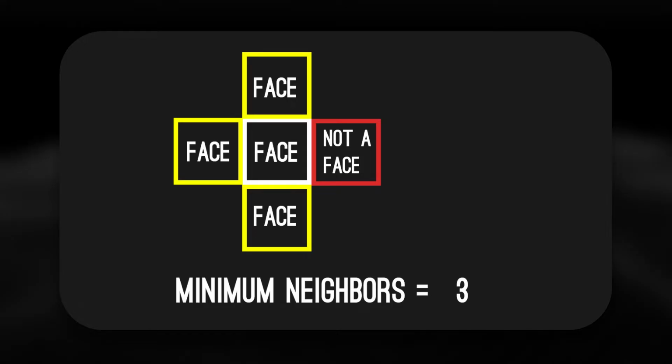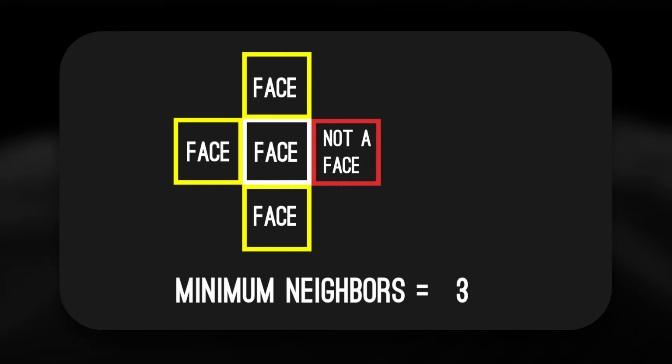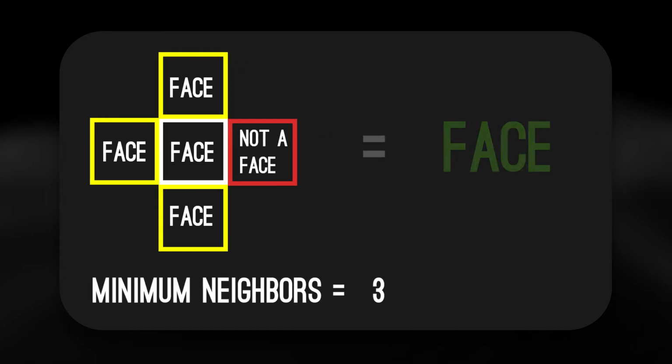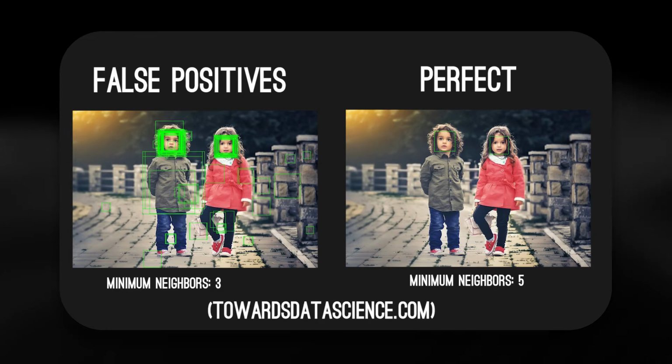So if we had a block that we thought was a face and we needed 3 neighbors around it to also be faces, then CV2 would check around them, and if 3 neighbors are also faces, then it retains its title as a face. And what you need to know is that the higher this number, the less false positives you're going to get, but if you make the number too high, you're also going to rule out the true positives. So you have to be careful with this.